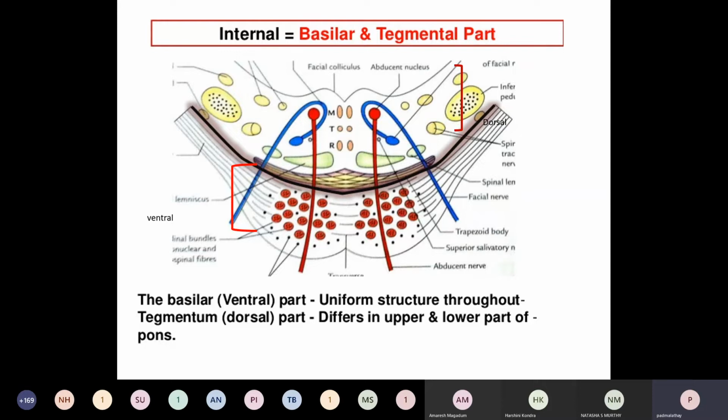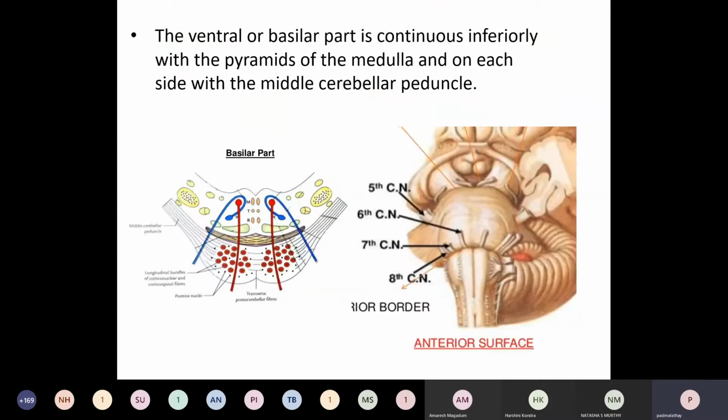So the basilar part remains the same along the entire length of the pons, whereas the tegmentum part differs in the two levels, the upper and lower parts of the pons. So first we'll see the ventral or the basilar part. The basilar part is a continuation inferiorly of the pyramids. These are the pyramids. It continues with the pyramids of the medulla, and on each side it is connected with the middle cerebellar peduncle.